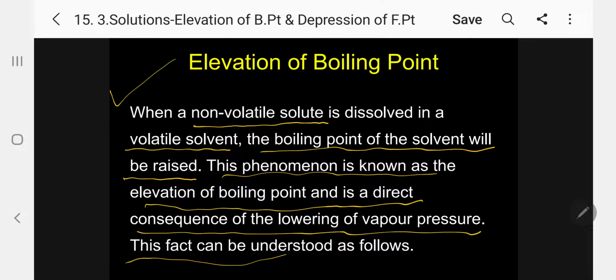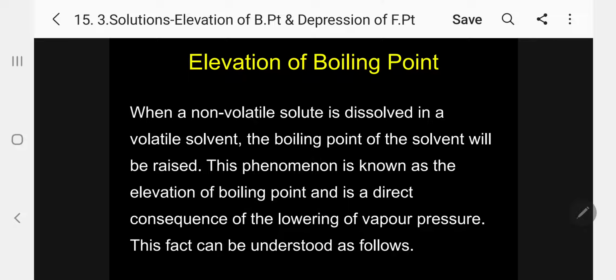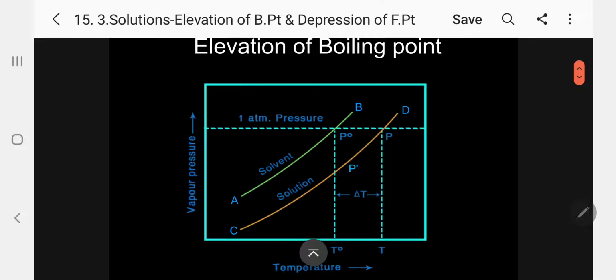This fact can be understood as follows. Whenever a non-volatile solute is dissolved in a volatile solvent, originally you measure the vapor pressure of the solvent, then add a known quantity of solute. Automatically, the vapor pressure of the solvent will decrease, so that the boiling point will increase. So, the boiling point of the solution will be greater than the boiling point of the pure solvent. This is called elevation of boiling point. Let me explain with the diagram you can see here.